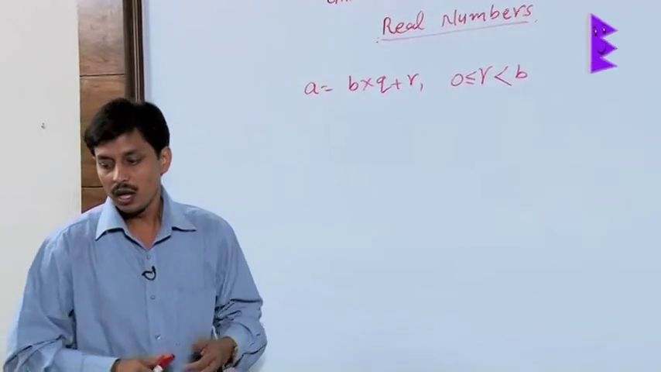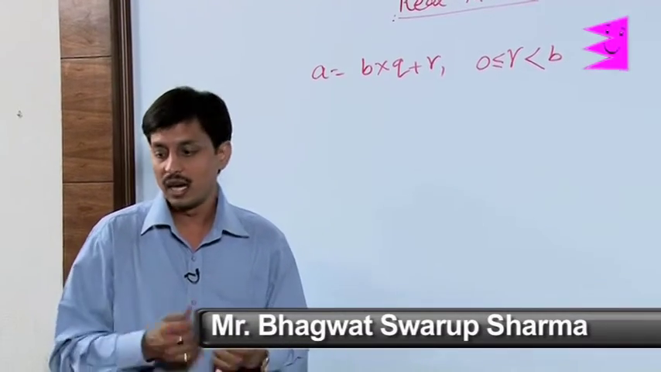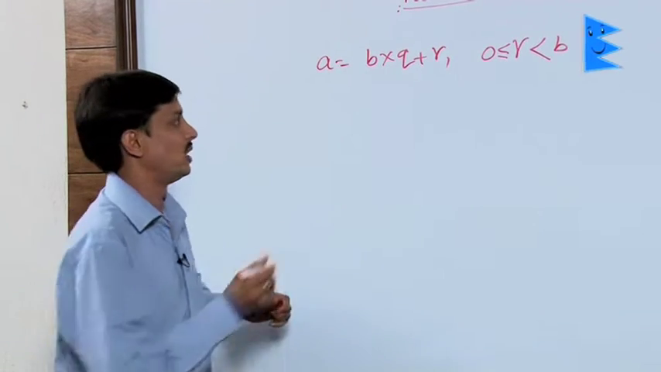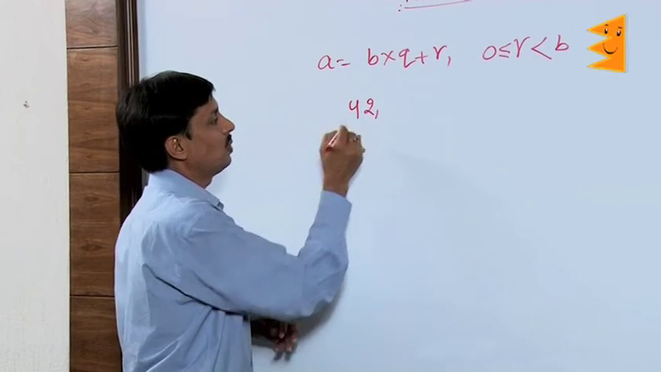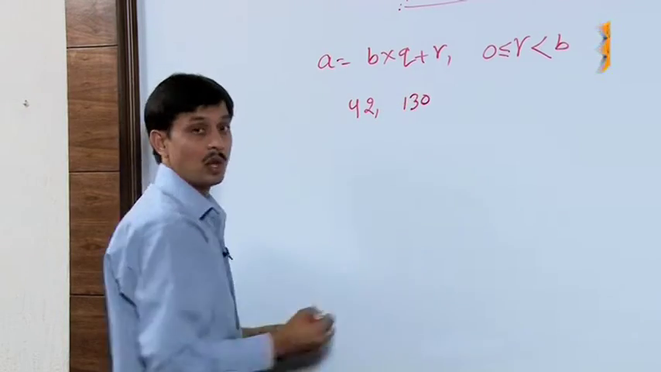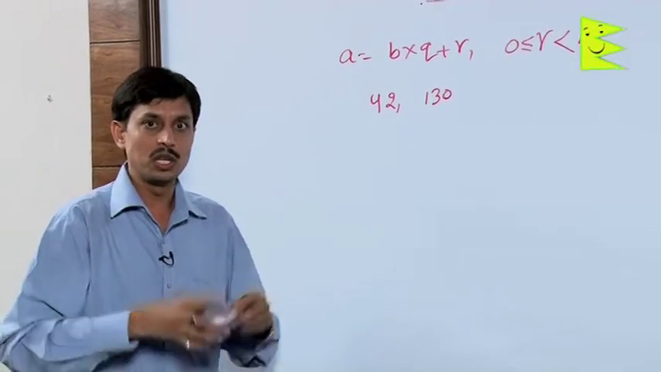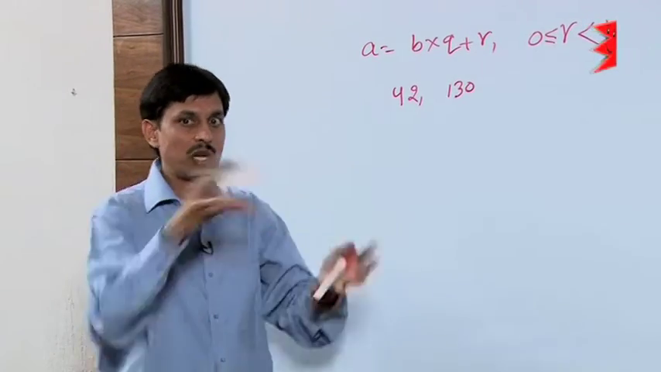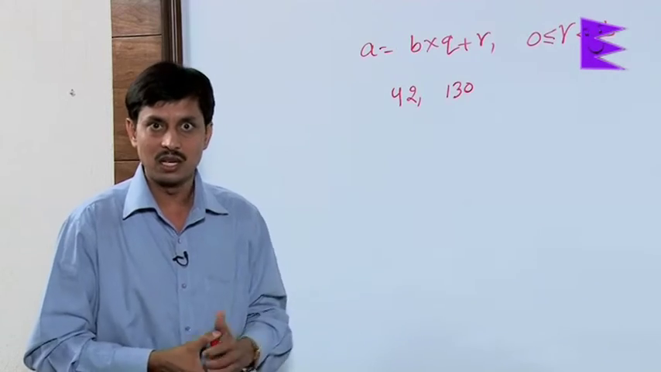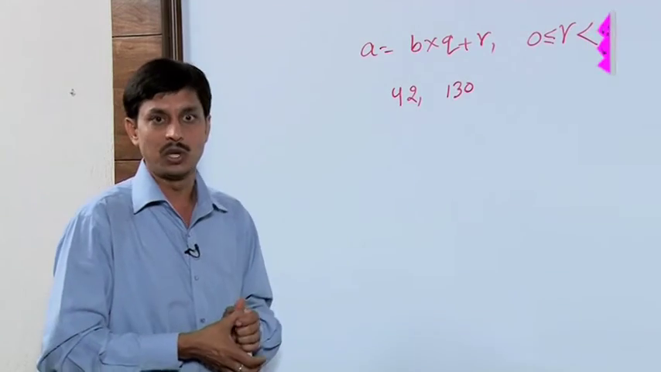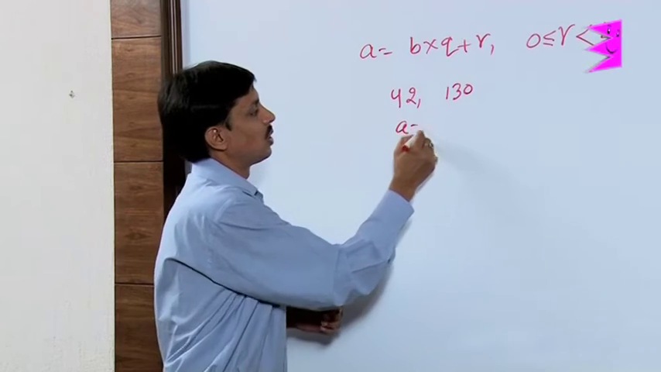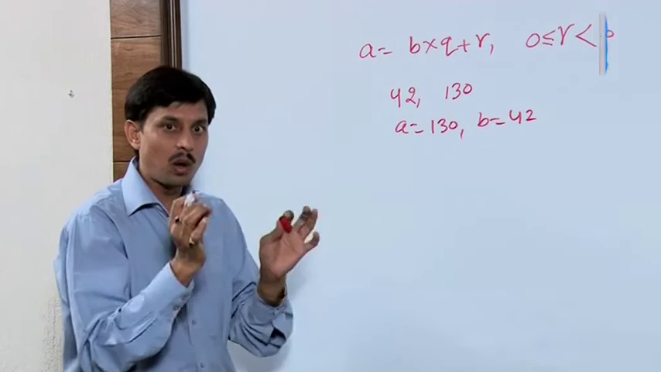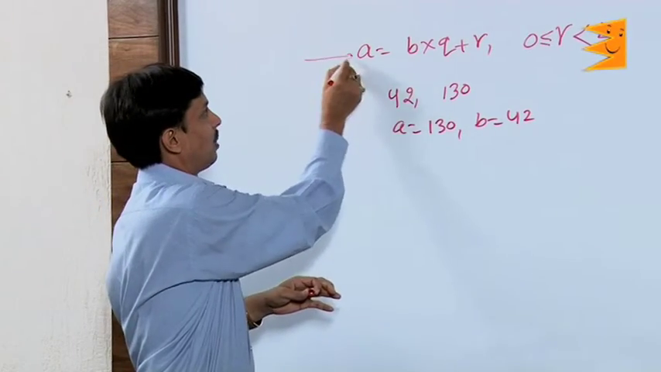Suppose, for example, we want to find the HCF of 42 and 130. Suppose one number is 42 and another number is 130. We want to find their HCF using the concept of the division algorithm, that is the long division method. The same type of process we will pursue here. Here we will say a is equal to 130, b is equal to 42, and we always express it with the help of this equation.